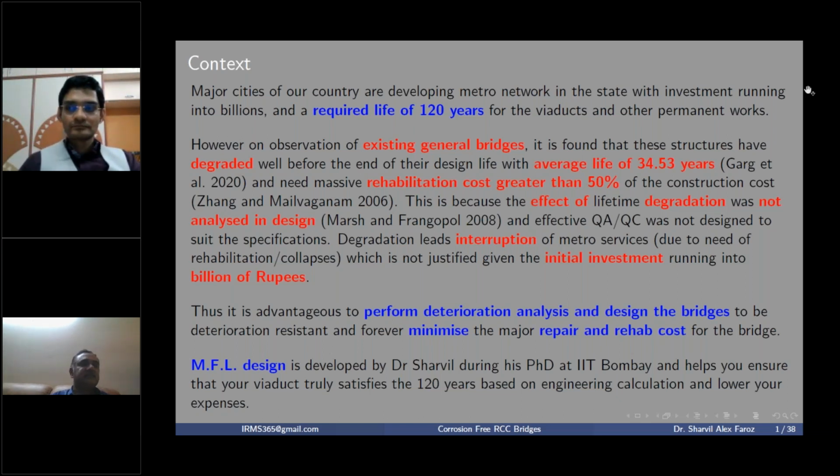Just a brief introduction to Dr. Sharvil. Dr. Sharvil Alex Faros is founder of IRM, which means Infrastructure Risk Management Company, based in Mumbai. He began his civil engineering journey from VJTI, Mumbai, earning his BTech degree, then Masters in Structural Engineering, SPCE, Mumbai. Later on, he did PhD in Structural Engineering from IIT Mumbai.